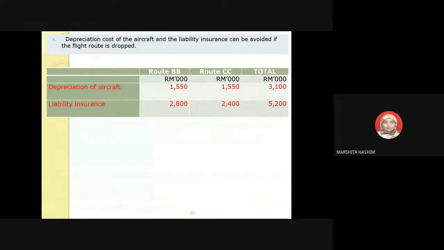Number 4, depreciation can be avoided if the flight route is dropped. So if you look at route double A, depreciation 1550, insurance 4002. This one we can eliminate if we drop route double A. So this value is actually for double B and C only, just copy back.